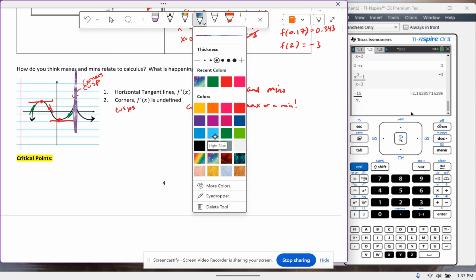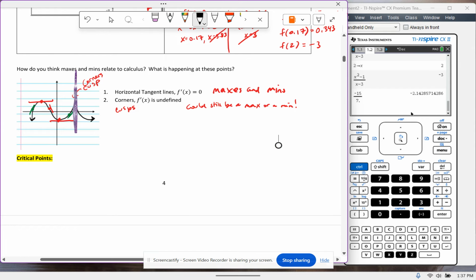So that's how we could have a point on the graph where the derivative is undefined. There's another spot where the derivative is undefined, but it's not a point on the graph, and that would be at a vertical asymptote. Does that make sense to you? How could it be a max or min if it's not even a point on the graph?